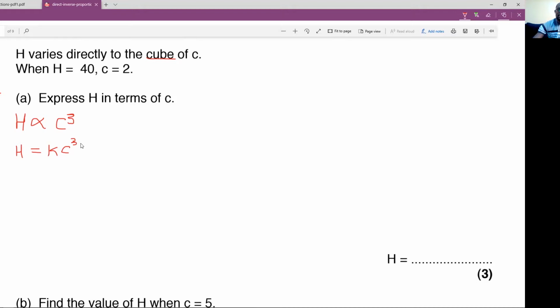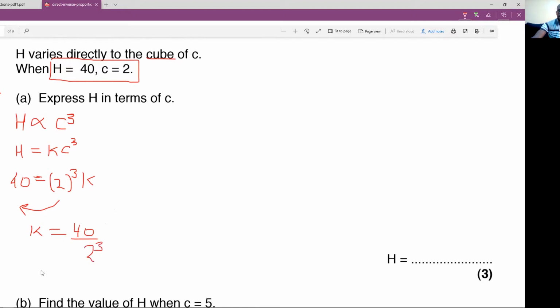Now, once you have that, you go to the two values given, the initial set of values, what you can say are the initial conditions in this case. Use them to solve for k. For the initial conditions, h is 40 and c is 2. So we have 2 cubed multiplied by k. If you want to find k, you're going to have to cross 2 to the other side. On the right side of this equation, 2 was multiplied, so on the left side it's going to be divided. So k will be 40 divided by 2 power 3.